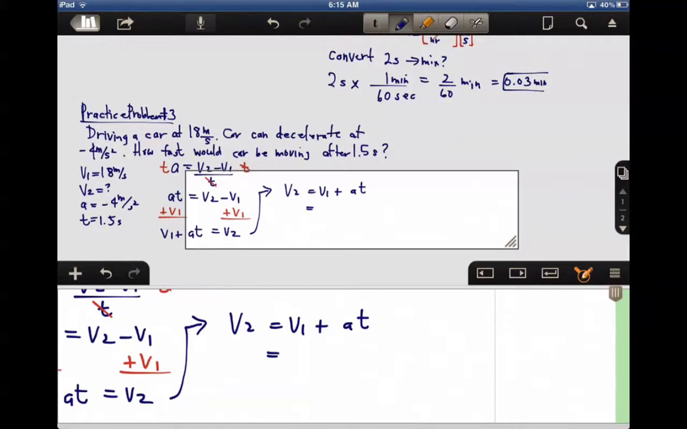V1 was 18 plus acceleration, which is negative 4, times the time, which was 1.5. I believe this will give us 12.